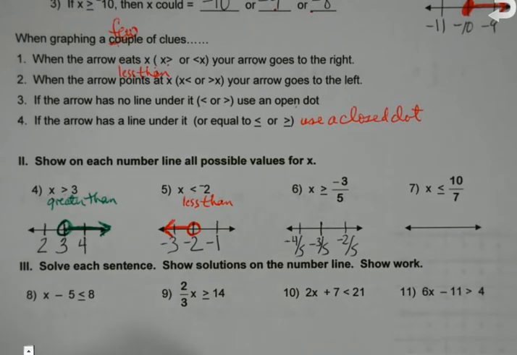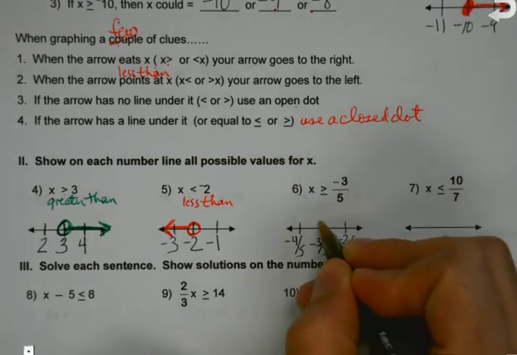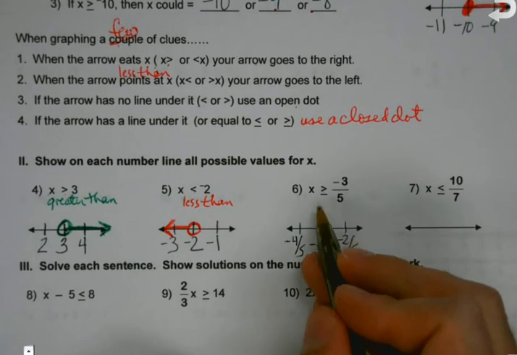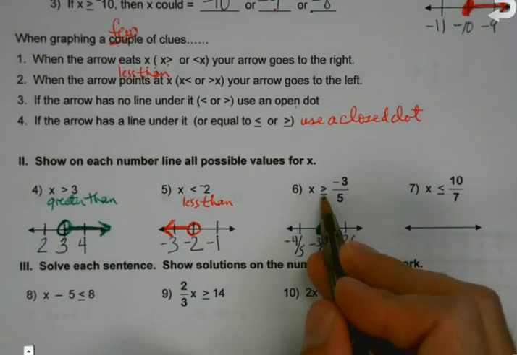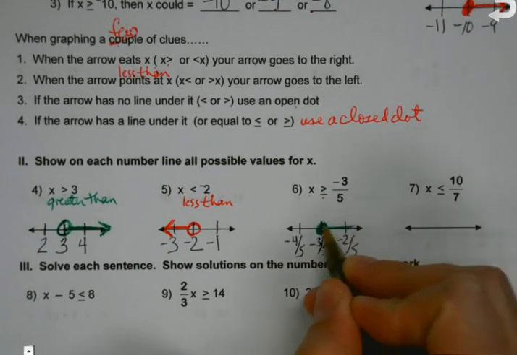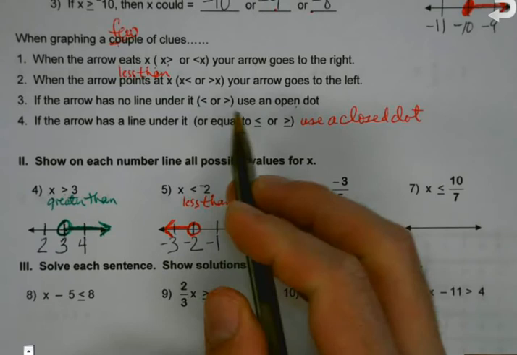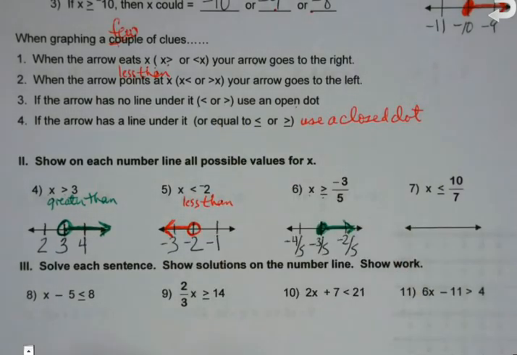So now what am I going to do? I'm going to have a closed dot, because it's or equal to, and greater than goes which way? To the right. Just keep your graphing clues handy, and we should have life being pretty easy on you.